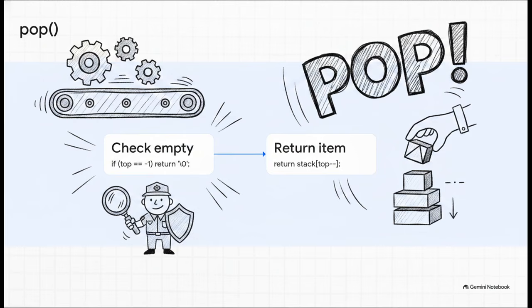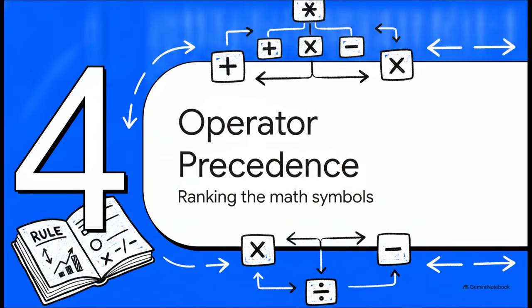Because the minus signs come after top this time, it grabs the item sitting at the current position and then lowers the pointer down by 1. It's just a beautifully simple and elegant way to manage data flowing in and out. That brings us to part 4, operator precedence rules, where we rank the math symbols.